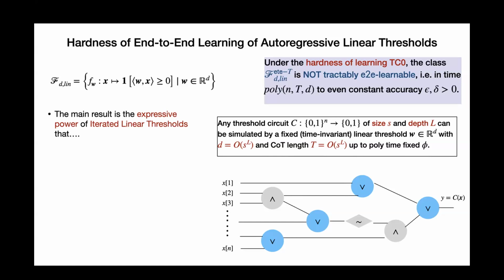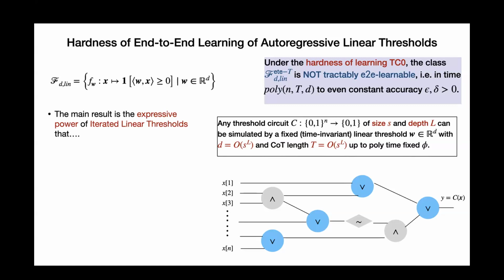the output of this circuit by applying the same iterative autoregressive threshold in this construction. And by this, based on the standard hardness result in learning theory that constant-depth circuits are hard to learn, I get the intractability of end-to-end learning for this basic simple class.